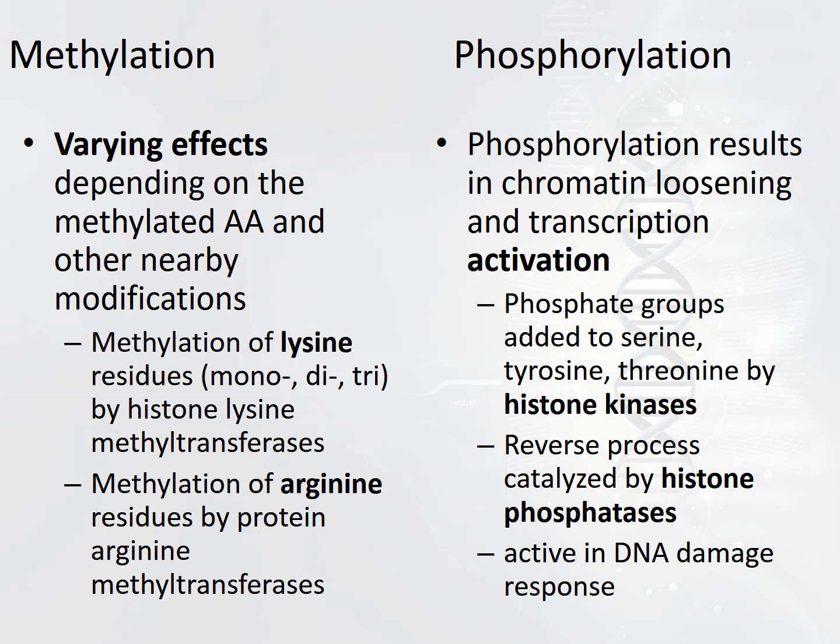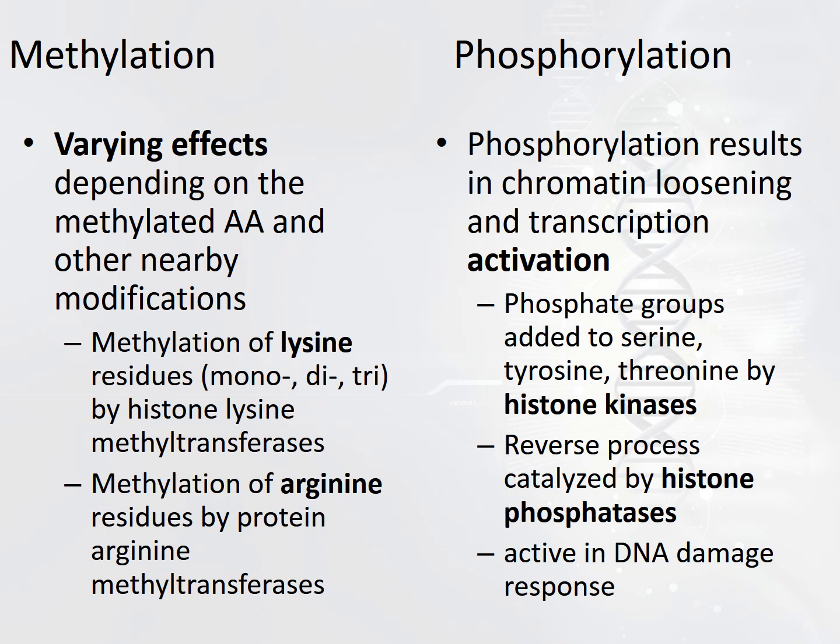Histone phosphorylation usually occurs on the usual amino acids: serine, threonine, and tyrosine. Once those amino acids are phosphorylated, chromatin is loosened and they promote gene activation. Those phosphate groups are added by histone kinases, and they can be reversed by histone phosphatases.